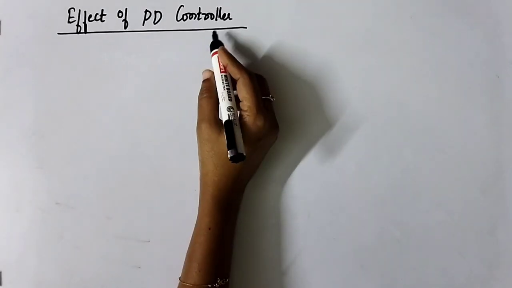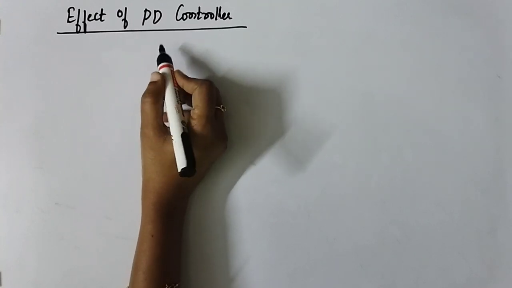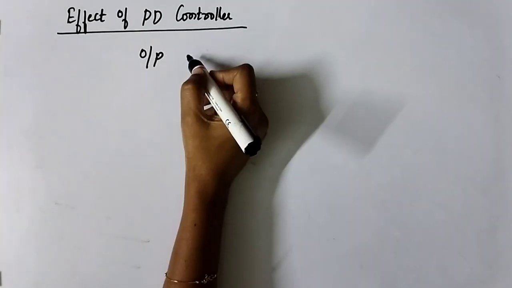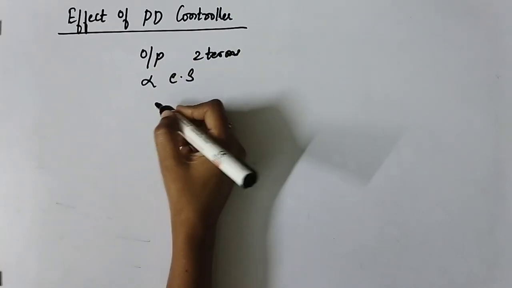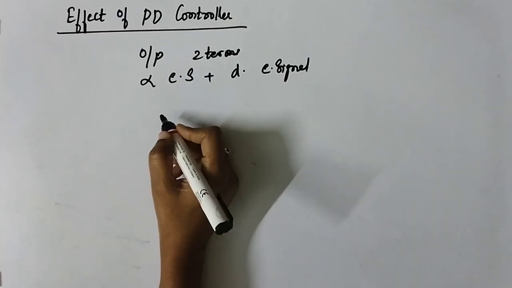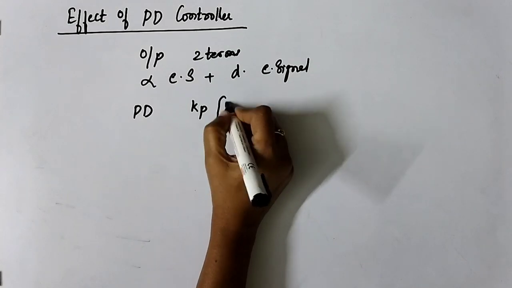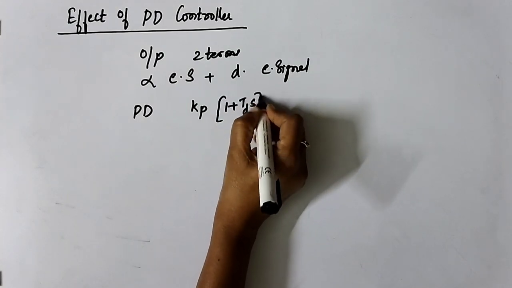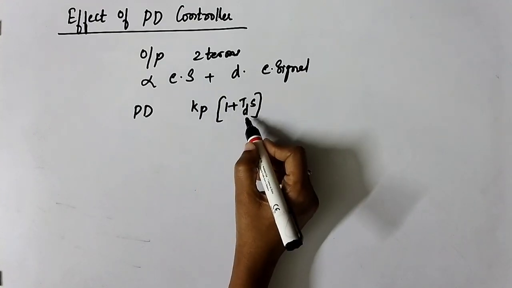About the effect of PD controller. Here, the proportional plus derivative controller produces an output signal consisting of two terms. One is proportional to the error signal and the other is proportional to the derivative of the error signal. The transfer function of the PD controller is Kp into 1 plus Td into S, where Kp is the proportional gain and Td is the derivative time.